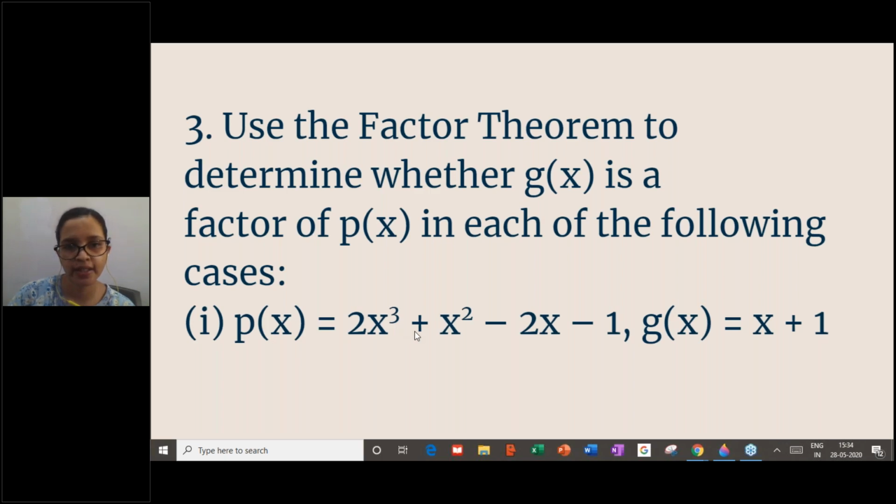Aditya Mundra is getting 1. How? Check your calculation once. Mansi, yes. Abir, yes. Procedure is same. Yes, exactly. Procedure is same.